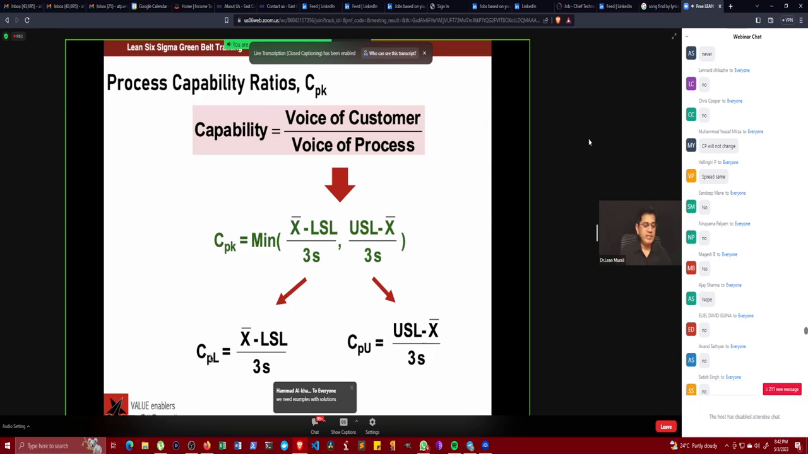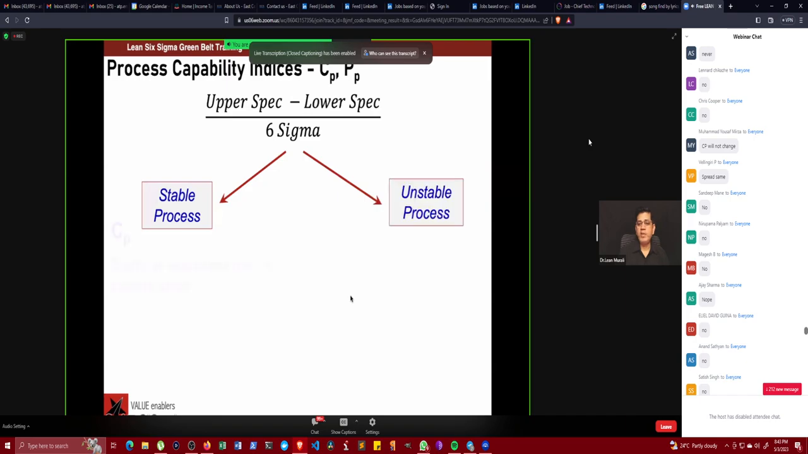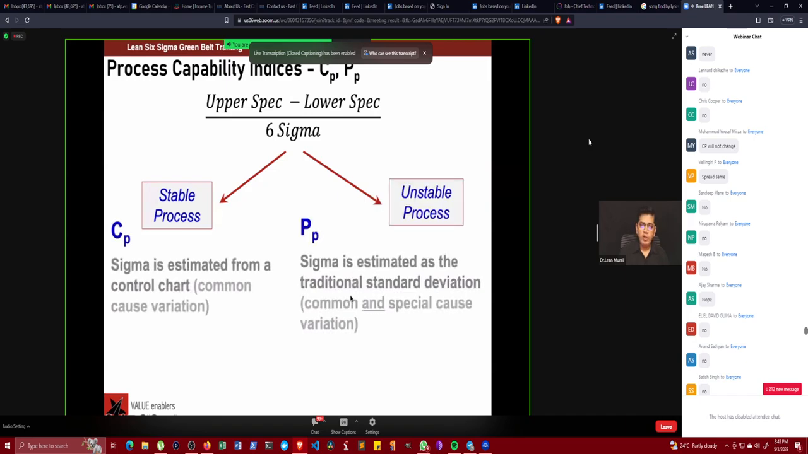I'll come to you with practice examples now. That is the objective of today's session. This ratio penalizes you for being off the target because it uses the average. So it penalizes you for going off the target. Now we have said the upper specification limit.